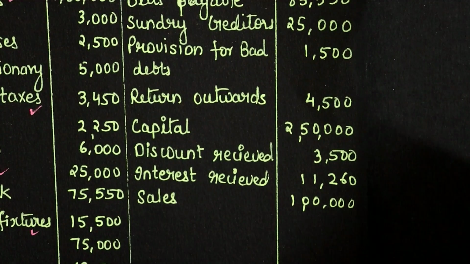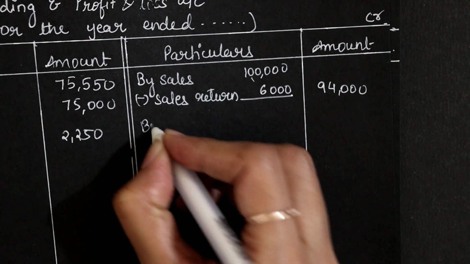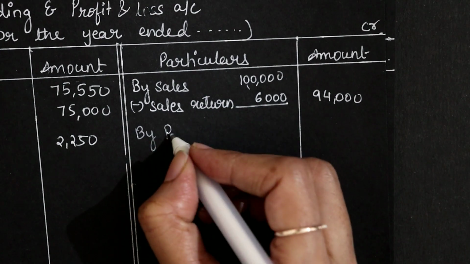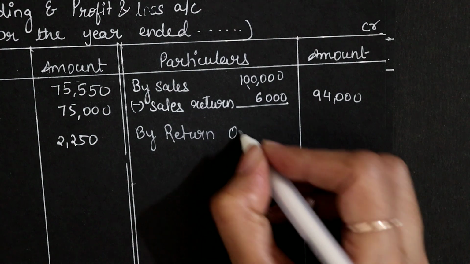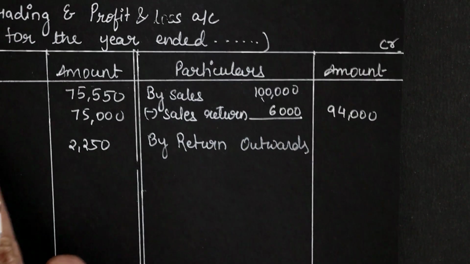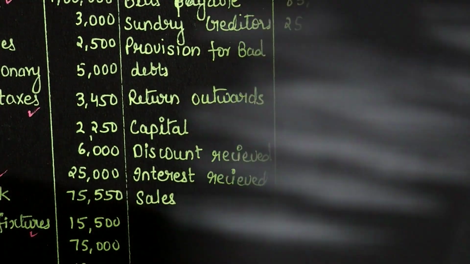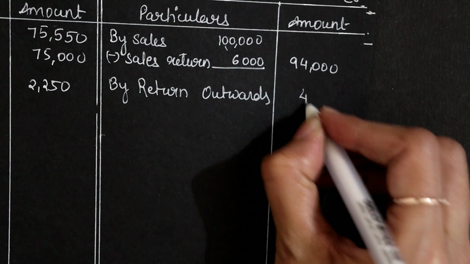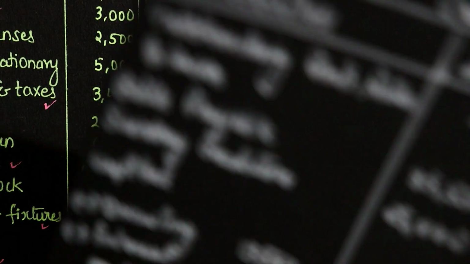Then we have return outwards. We'll post this on the credit side of the trading account. Purchase return it is. Return outwards. It can be shown as a deduction from purchases or separately on the credit side of the trading account. Return outwards is 4,500. Capital 2,50,000, balance sheet.